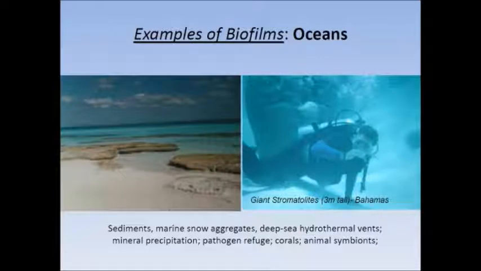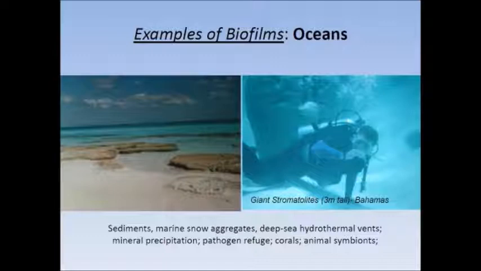Now, to show you what biofilms actually do, or what the microbes forming the biofilms do, here's an extreme example. These are called giant stromatolites on the right side, and there's a diver there just for scale. These can be 3 meters tall, but they are the production of bacteria, layer by layer, over perhaps thousands of years. Smaller versions are shown on the left side.